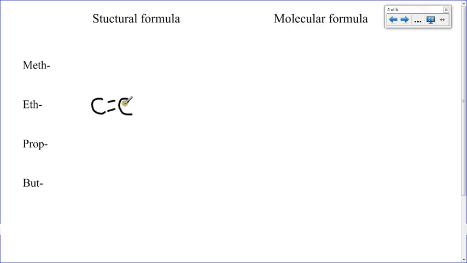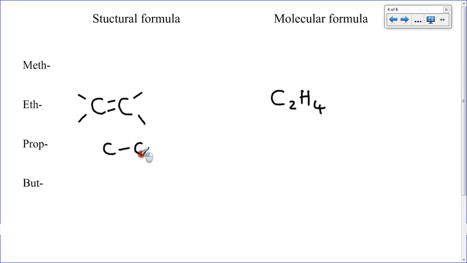So the structural formula for ethene would be, we've got C2. Now how many hydrogens have we got there? Well, the number is going to be slightly different this time, because carbon only has 4 bonds. So this time, only 2 hydrogens can attach to that carbon and 2 to this one. So we've got a molecular formula of C2H4.